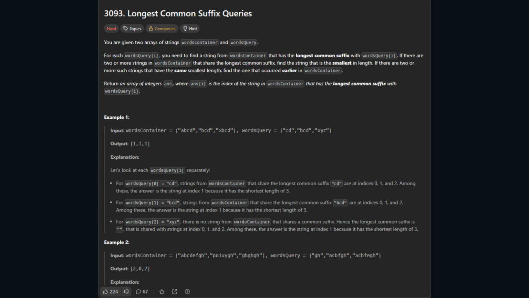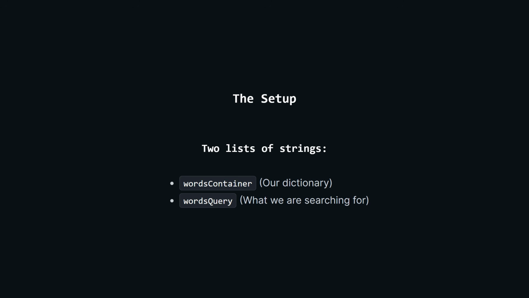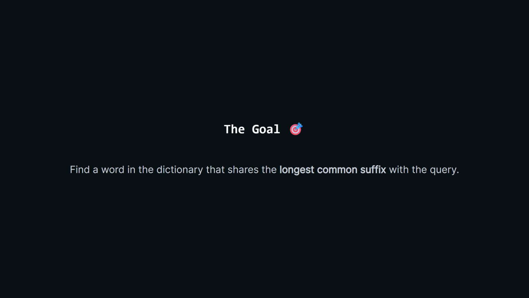Here's the problem description straight from Leetcode. It looks a bit complicated, so let's break it down. We are given two lists of words. One acts like a dictionary full of available words, and the other holds the specific queries we need answers for. For every single query word, our goal is to find a word in our dictionary that shares the absolute longest ending piece, or suffix, with it.